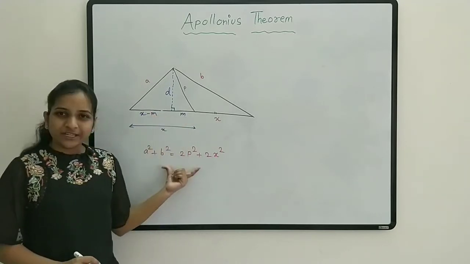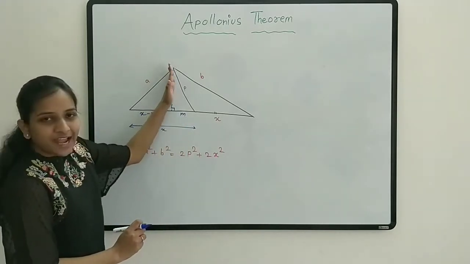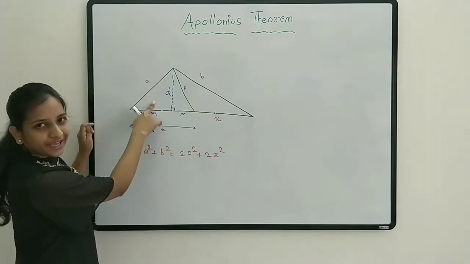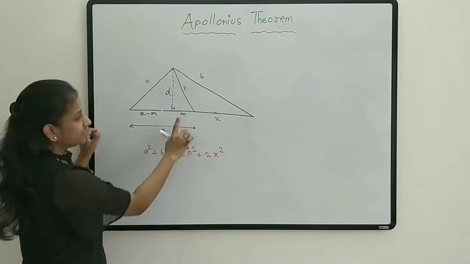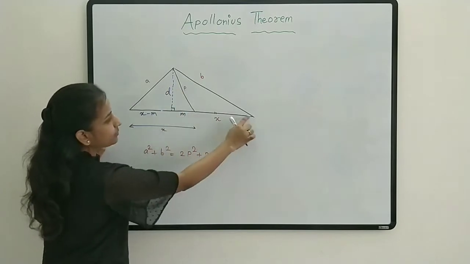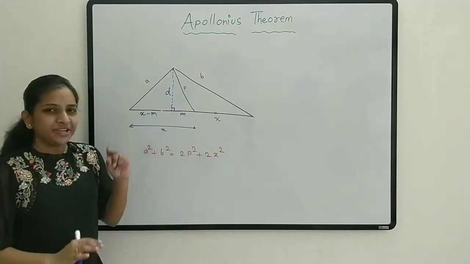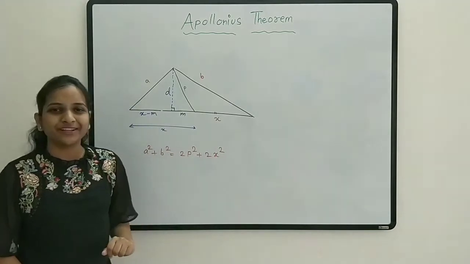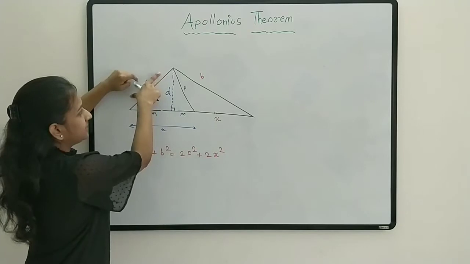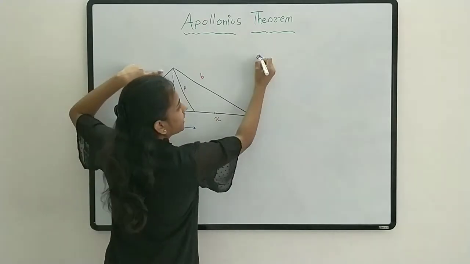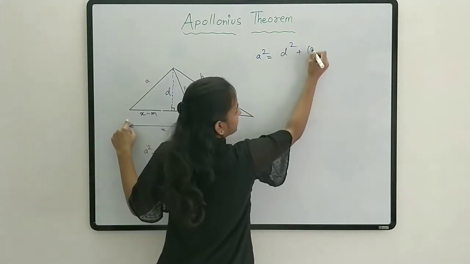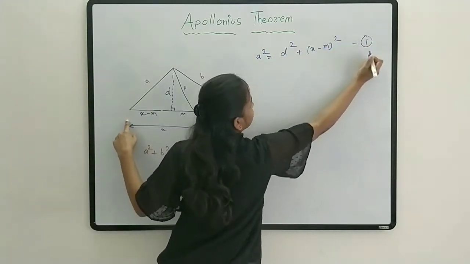Till now we have just drawn this altitude. Now let's prove Apollonius theorem. Because of this altitude, can you imagine three right angle triangles here? This is the first right angle triangle. This is the second right angle triangle, small one, and third is this big triangle. Whenever we see a right angle triangle, let's apply Pythagoras. So Pythagoras theorem in this first right angle triangle. A is the hypotenuse. So A square is equal to D square plus (X minus M) whole square. This is our first equation.